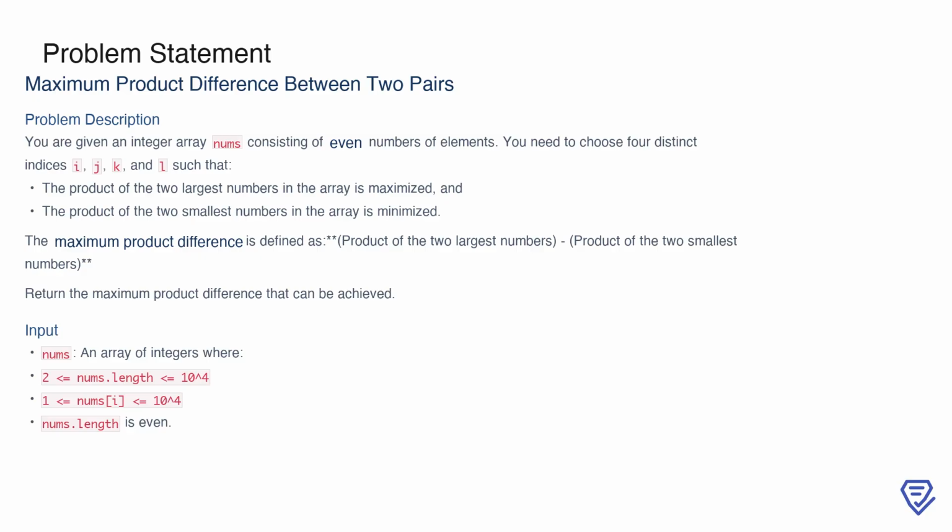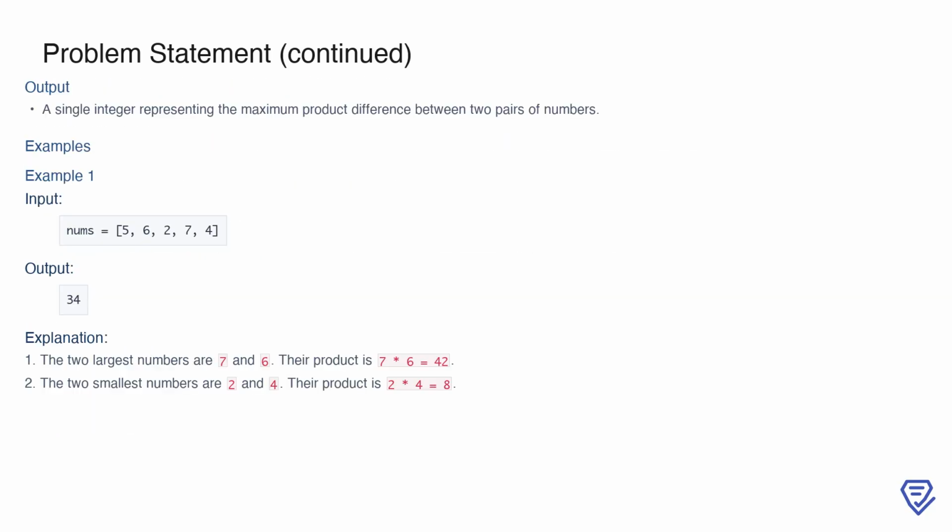The constraints ensure that the array length is even, and every element in the array falls within the range of 1 to 10,000. The output for this problem is a single integer that represents the maximum product difference. To help understand this better, let's look at an example.